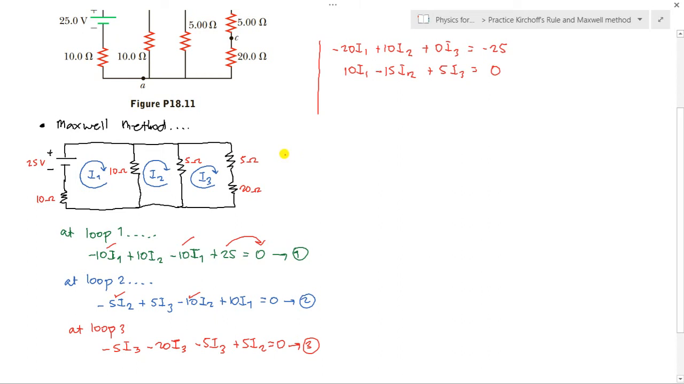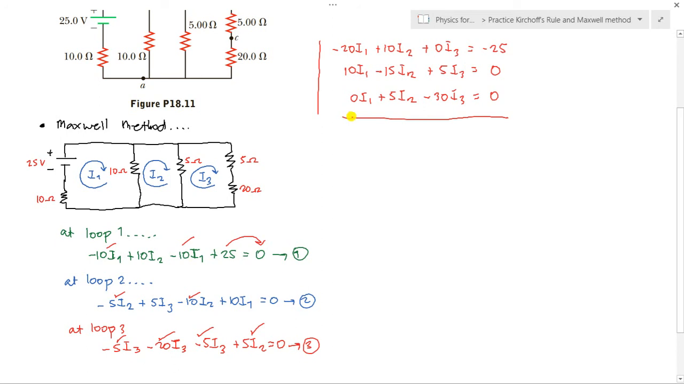The third equation, we don't have I1. So, 0 si I1. We have I2 of 5. Can you see there? Plus 5 I2. And the next, combine the coefficients for I3. We have negative 5, negative 20, and negative 5, so that would result to negative 30 I3 is equal to 0. So, we have 3 equations and 3 unknowns.